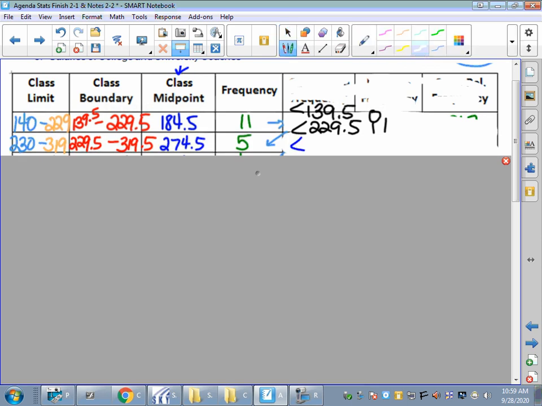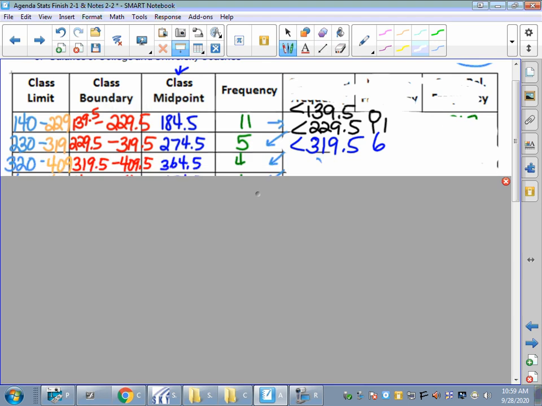How many pieces of data do I have that are less than 319.5? 16. I'm going to take that 11 and 5. How many pieces of data are less than 409.5? Did I write that wrong? 16 there, so I should have 20. Does everybody see where my numbers are coming from?